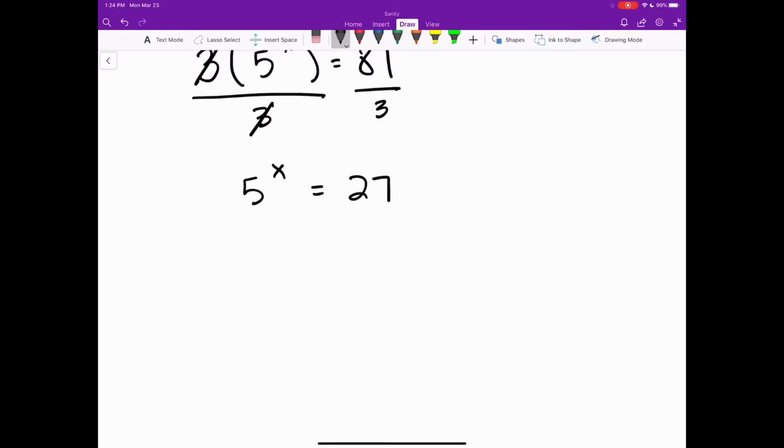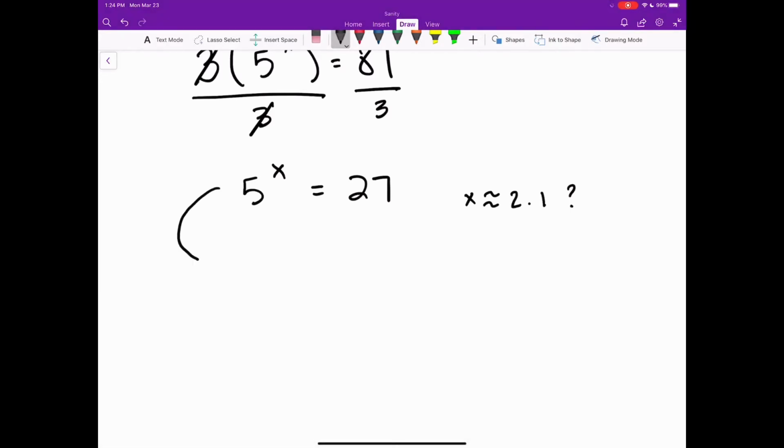And I know 5 squared, 5 to the second power, is 25. So my guess is x should be a little bit over 2, maybe like 2.1, I'm going to guess. Something a little bit more than 2, right? Because 27 is bigger than 25.